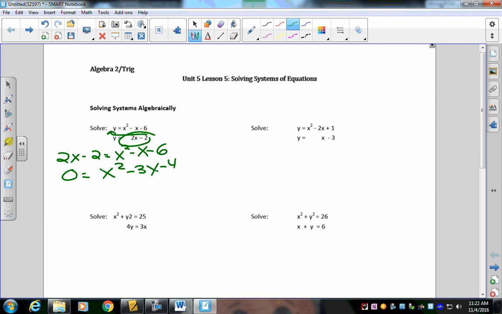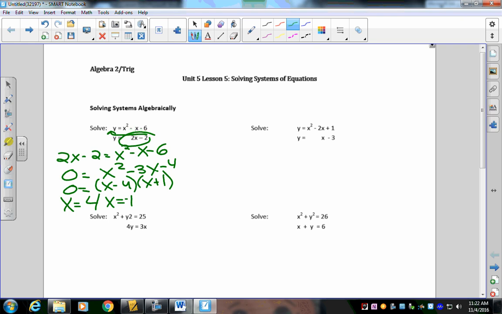So is that factorable? Do I have two numbers that multiply to negative 4 and add up to negative 3? Yes, I do. I have negative 4 and positive 1. Okay, so those are the factors. So if I set each factor equal to 0 to solve, I get x equals 4 and x equals negative 1. Now I'm only halfway done.